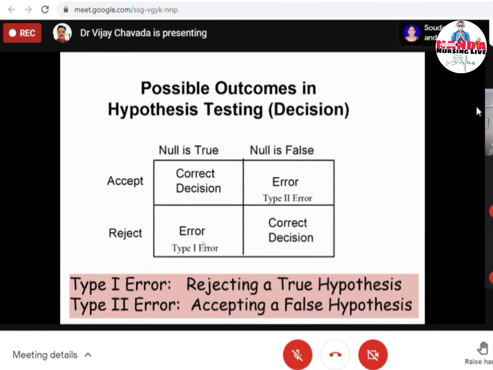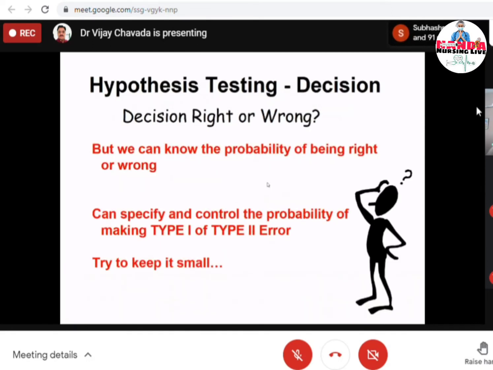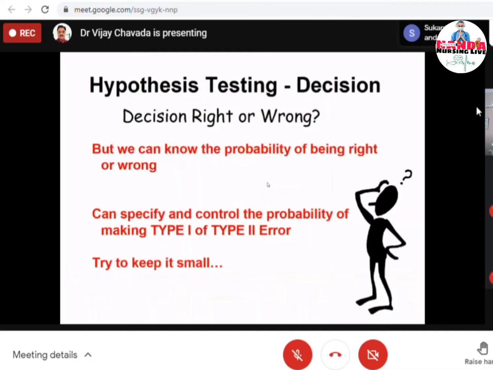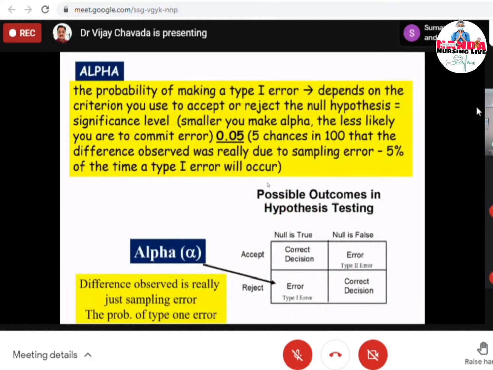Are you getting my point? Type 1 error and type 2 error. So in hypothesis testing, whether the decision is right or wrong, this happens when you are balancing the type 1 error and type 2 error. Now to understand how to balance type 1 and type 2, we need to understand the various parameters.